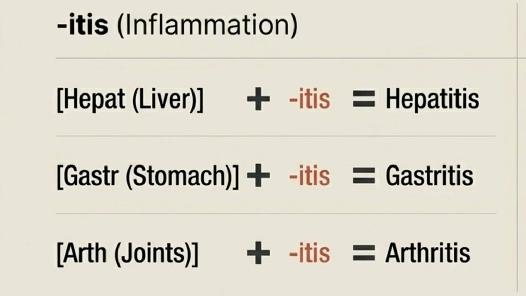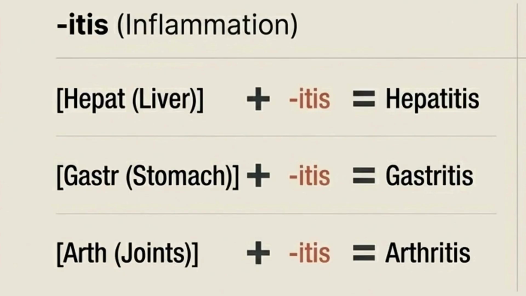Whenever I see itis at the end of the word, even if I don't know what organ or body part this is, I understand that there is a process of inflammation going on. Inflammation means swelling and edema in this organ. Let's take some examples. If we say gastritis, this means inflammation of the stomach.